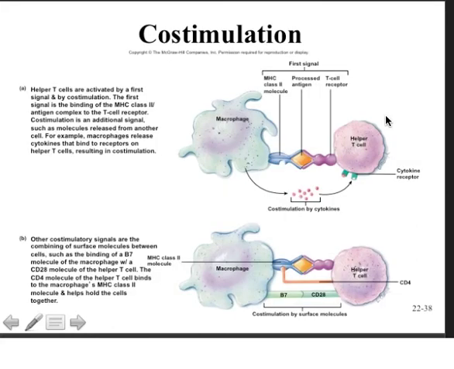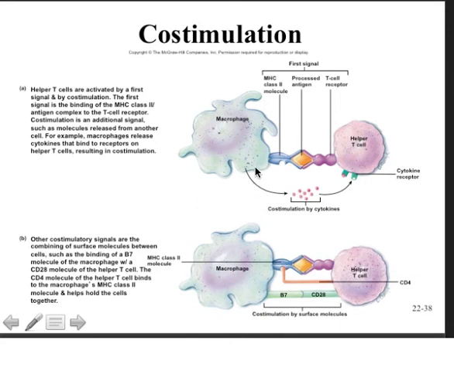So this is just a look at how co-stimulation operates. The helper T cells are activated by a first signal and by co-stimulation. The first signal is the binding of the MHC class II antigen complex to the T cell receptor. Co-stimulation is an additional signal, such as molecules released from another cell. For example, macrophages release cytokines that bind to receptors on helper Ts, resulting in the co-stimulation.